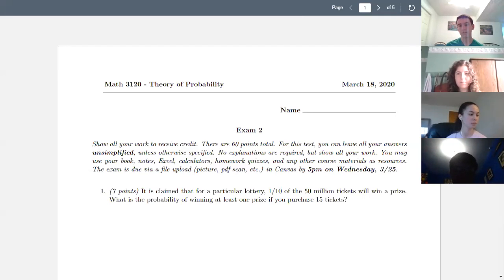Can we think about that together? How many total samples of size 15 are there from 50 million? 50 million, choose 15. Yeah. That'd be the denominator. What would the numerator be if I'm going to select no winners? 45 million, choose 15. That's exactly right. So the probability technically would be 1 minus 45 million choose 15, divided by 50 million choose 15. Make sense?